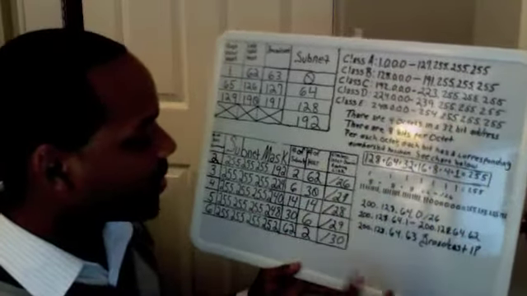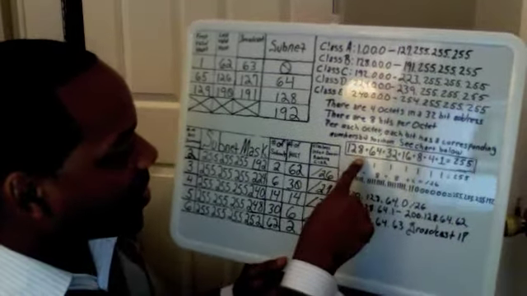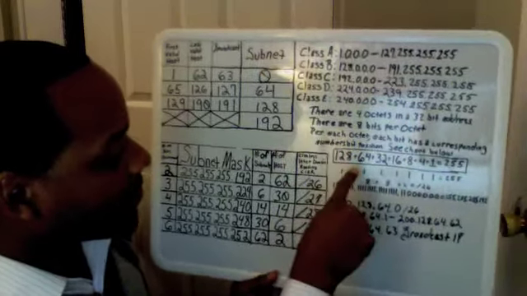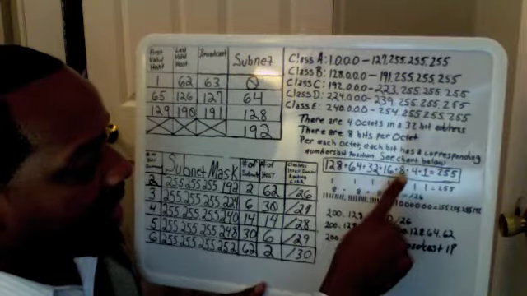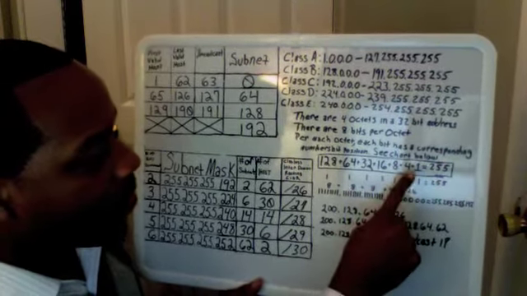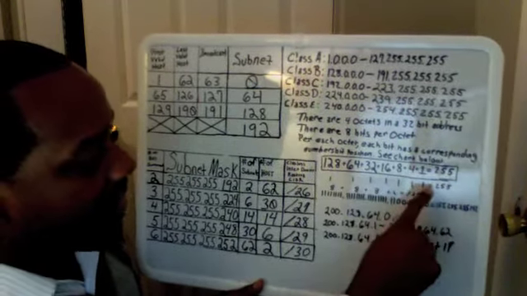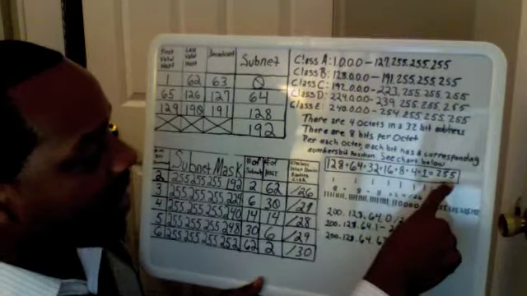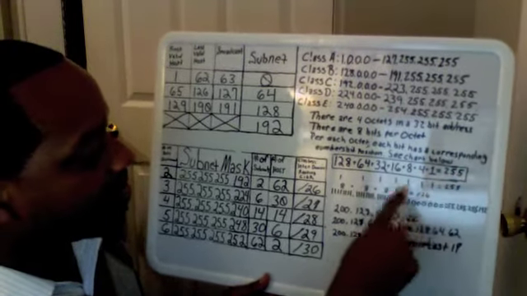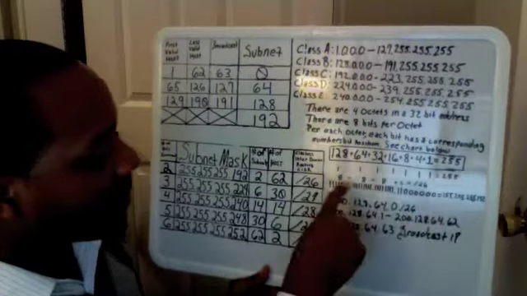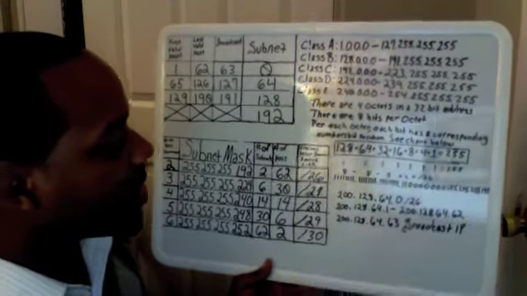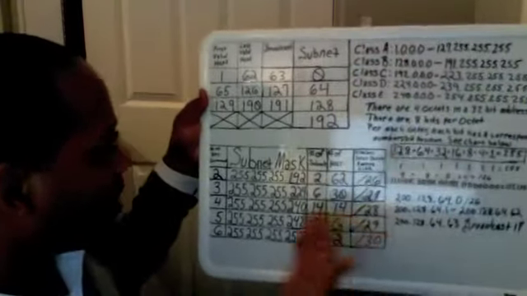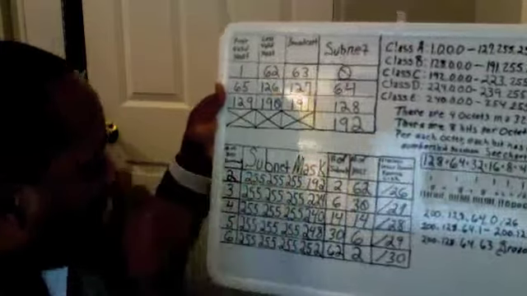Let's look at the chart below. So we have here 128, 64, 32, 16, 8, 4, 2, 1. Add these all together, we get 255, which simply means all bits, network or host, are turned on. So now, let me bring your attention to this subnet mask here.